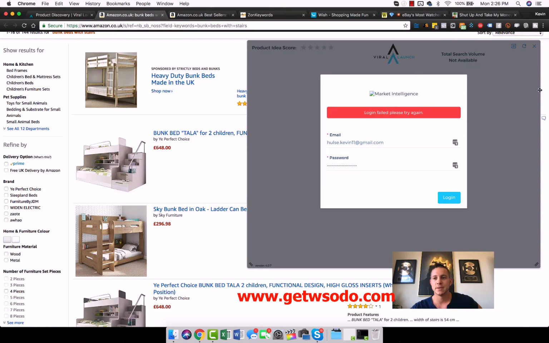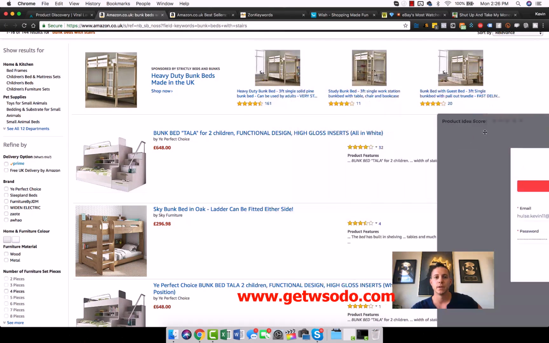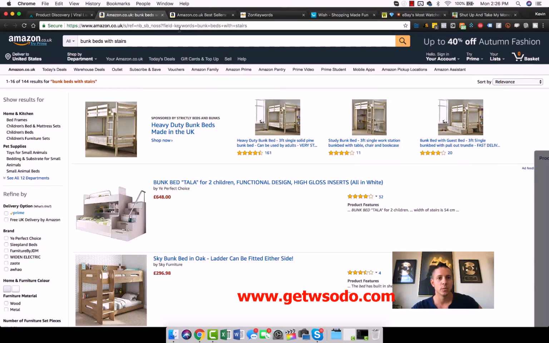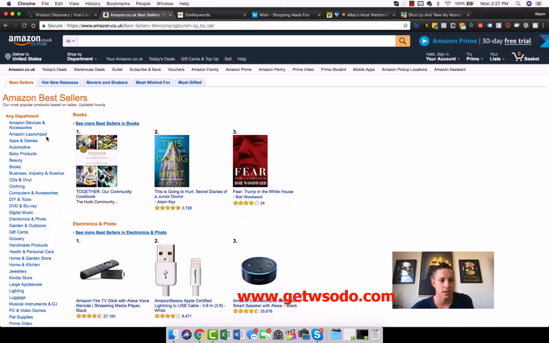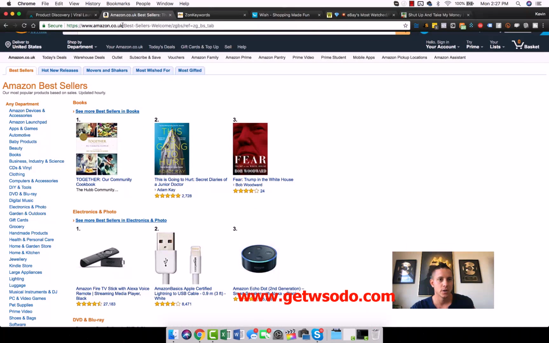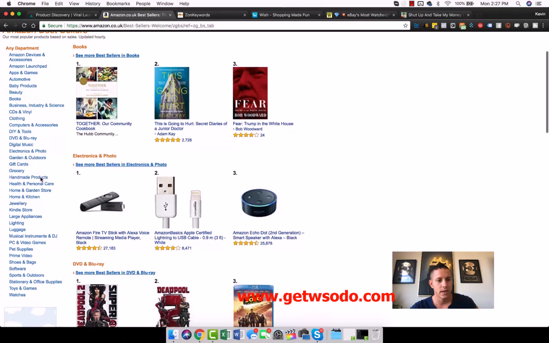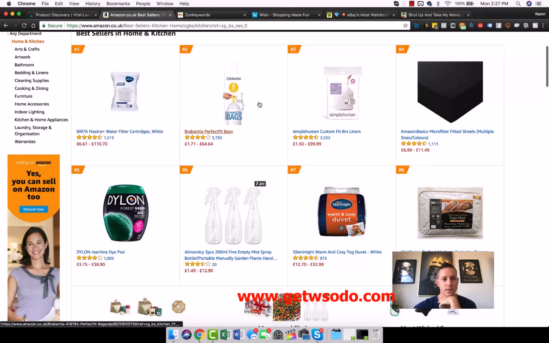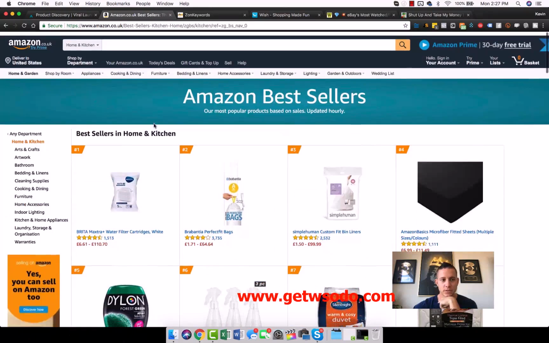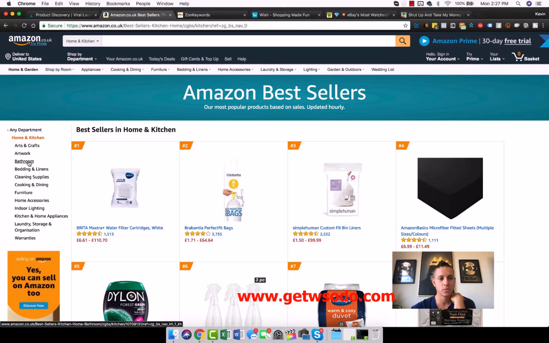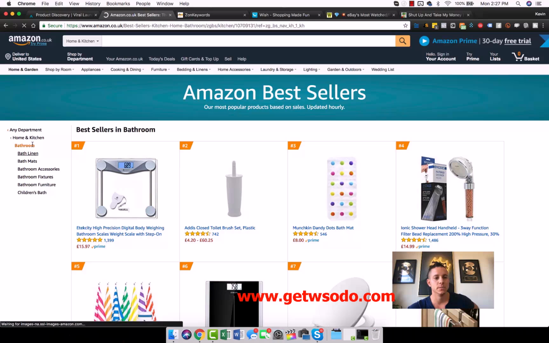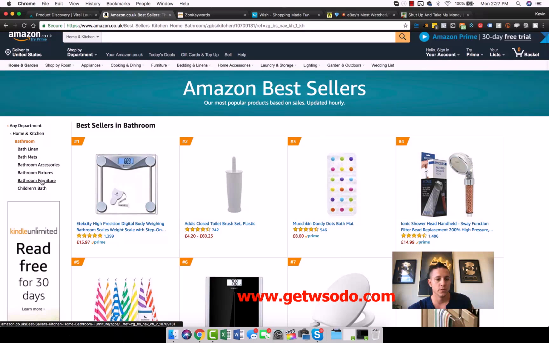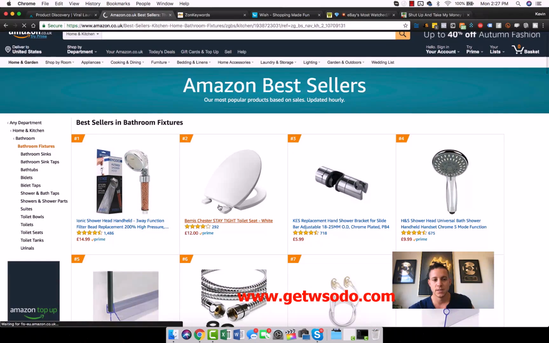You can do the same exact thing that we would do with other stuff here, where we look at the UK bestsellers, for example. We could come in here, amazon.co.uk, and look at home and kitchen. You don't even need to be from the UK to know what's selling in the UK, because it literally tells you right here, like Brabantia perfect fit bags and all of this stuff. We can go in exactly the same way as always into subcategories, into bathroom, for example. And if we go into children's baths or bathroom fixtures or something like that, we can see what's selling and what's not.